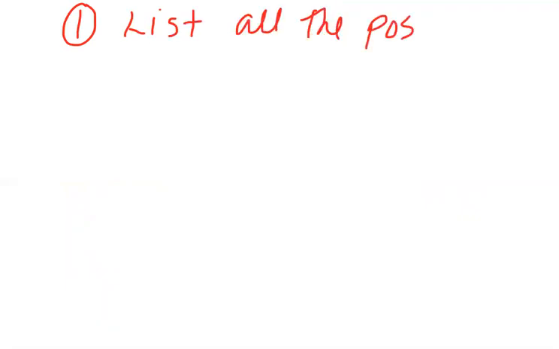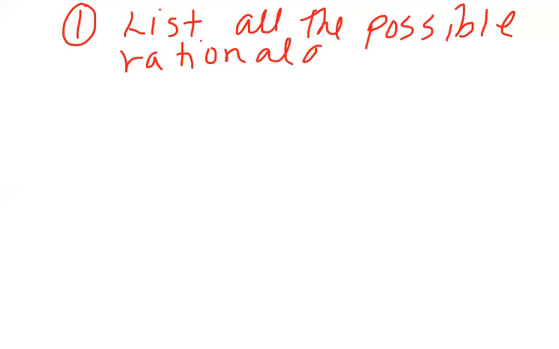So the first step, step number 1, is to list all the possible rational zeros of the polynomial. By the way, sometimes I write zeros with E-S and sometimes I just put an S in there. Both of them are acceptable. List all the possible rational zeros of the polynomial.